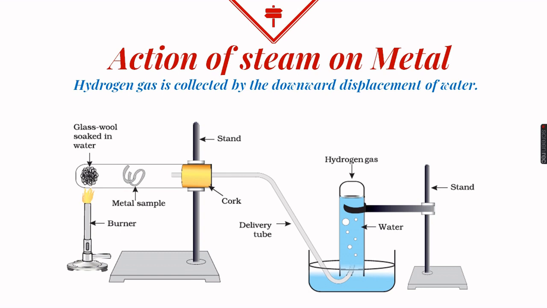Next is the activity which shows the action of steam on the surface of metal. We have taken a hard glass test tube here in which a metal sample has been taken and glass wool soaked in water is kept here and it is heated. Steam will be produced which will pass over the metal sample, react with it and produce hydrogen gas. This hydrogen gas will pass through this delivery tube and enter the gas jar which is full of water. We will be able to see the formation of bubbles and we will see that the level of water starts falling down because the hydrogen gas is being collected by the downward displacement of water.